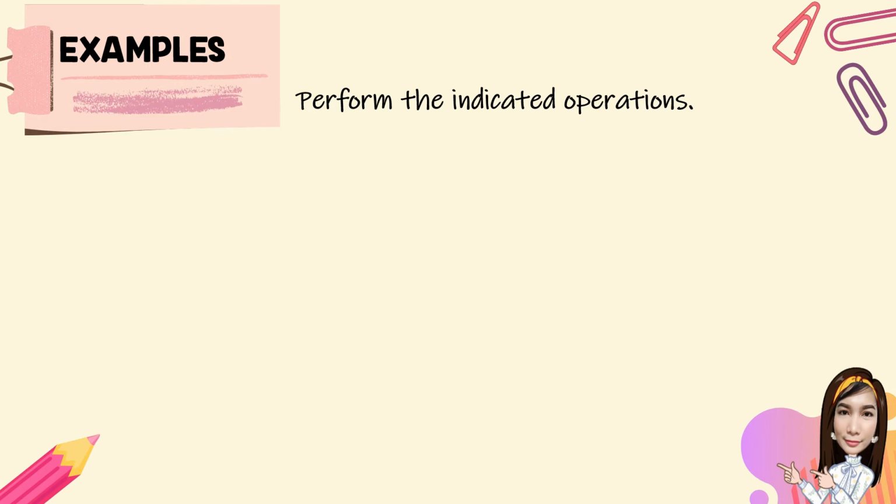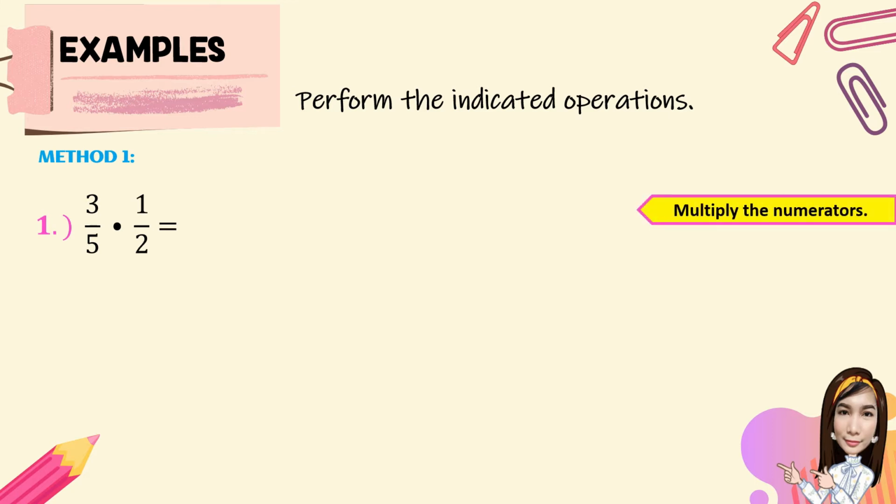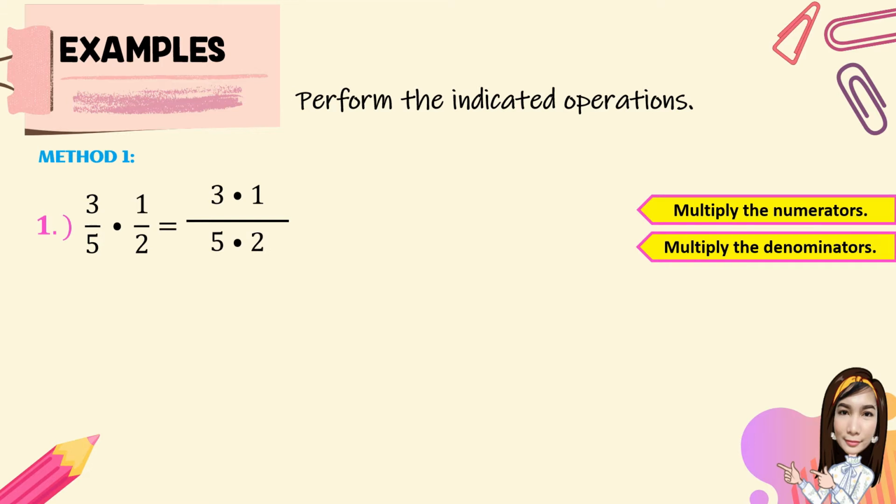Now, for you to understand, let's have the following examples. Perform the indicated operations. So here, we are going to use method 1. For number 1, given 3/5 times 1/2, or 3 over 5 times 1 over 2, first, we're going to multiply the numerators, which are 3 times 1. Then, multiply the denominators, which are 5 times 2. So 3 times 1 is equal to 3, 5 times 2 is equal to 10.